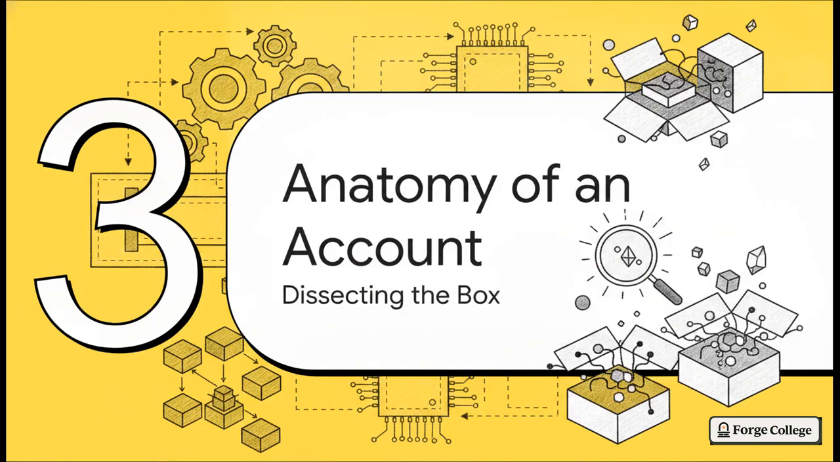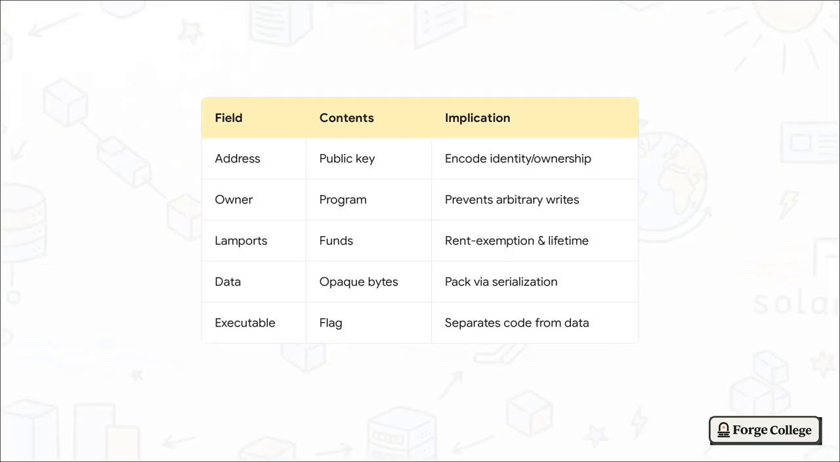Section 3. Anatomy of an account. Dissecting the box. Let's zoom in and look at the engineering specs of a single one of these boxes. First, you have the address, which is the public key. Then, the owner. This is the program that holds the ultimate security lock against arbitrary writes, because only the owner can modify the data. Then you have lamports. Think of lamports as the physical rent money required just to keep your box sitting on the shelf. You've also got the data itself, which is just opaque bytes. And finally, an executable flag, strictly separating code from data. Ownership is absolutely crucial here. It prevents any other program from just wandering over and scrambling your box's contents.